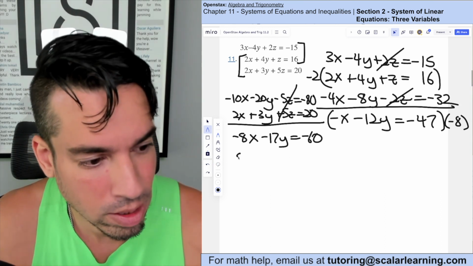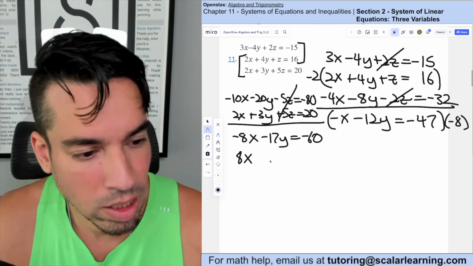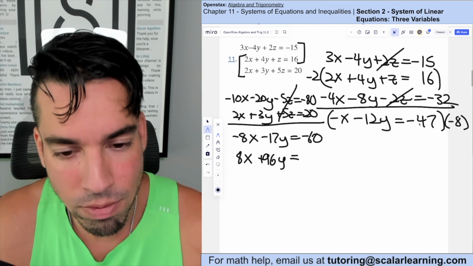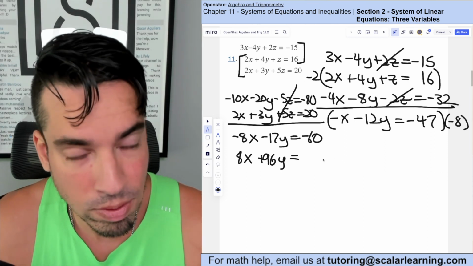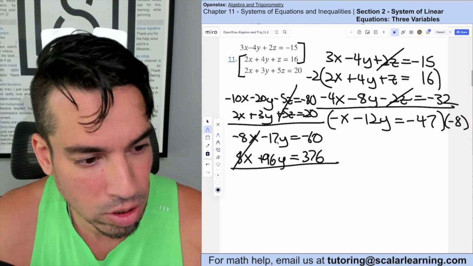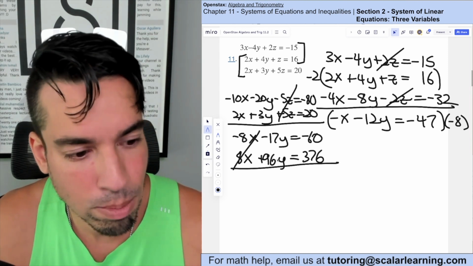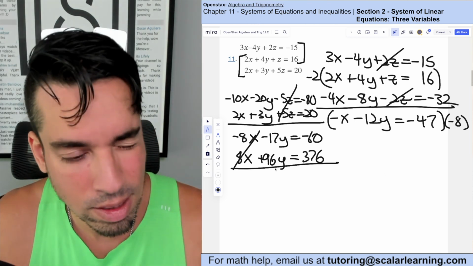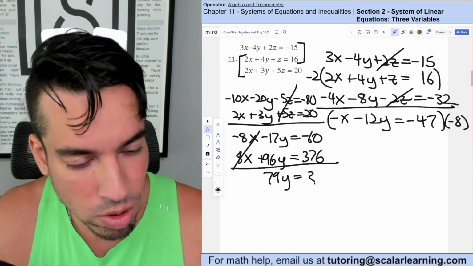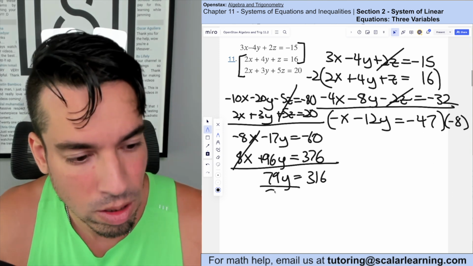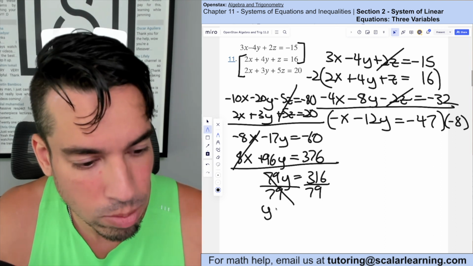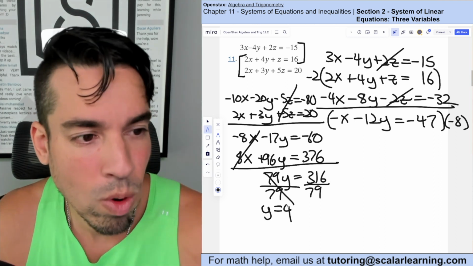Negative 8 times negative x is positive 8x. Negative 8 times negative 12 is positive 96y. And that's equal to negative 8 times negative 47. That's 320 plus 56, 376, positive, okay? And now we're going to add these together. These are going to cancel out. Negative 17 plus 96, that is 79. 79y equal to 316. We're going to divide by 79, and 79 goes into 316 exactly 4 times. All right, beautiful. So we got our first value, y equals 4.